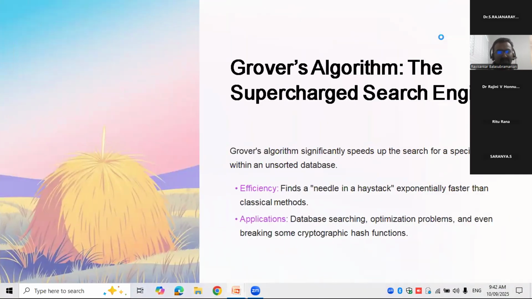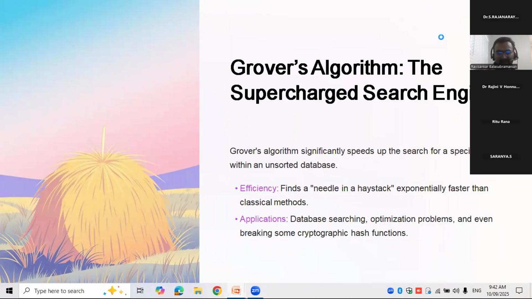Okay, so the algorithm is the Grover algorithm. This is a supercharged search engine. It significantly speeds up the search for a specific item within unsorted databases. The efficiency is that it finds a needle in a haystack exponentially faster than classical methods.